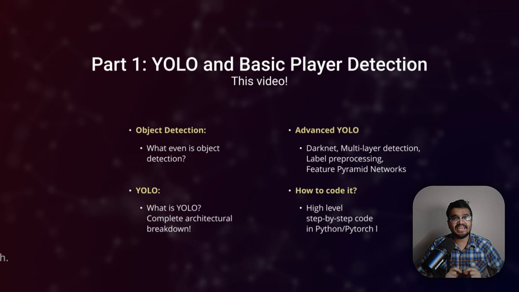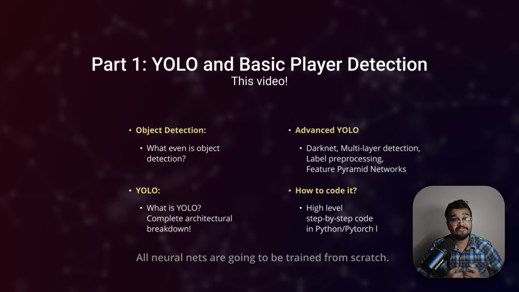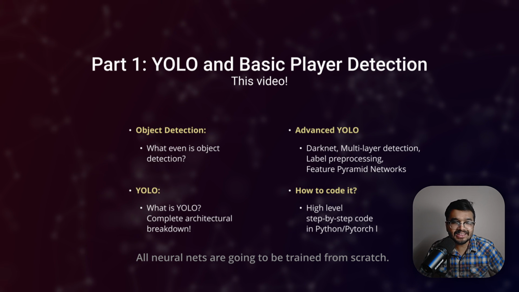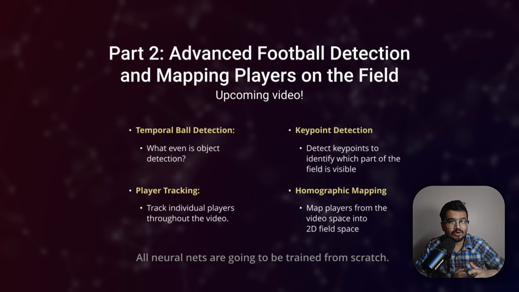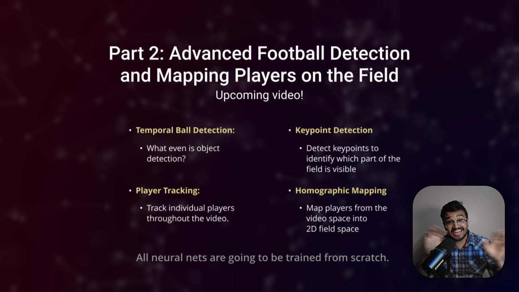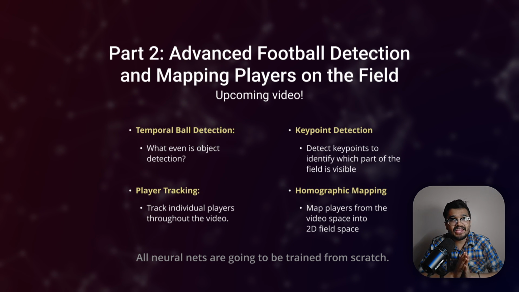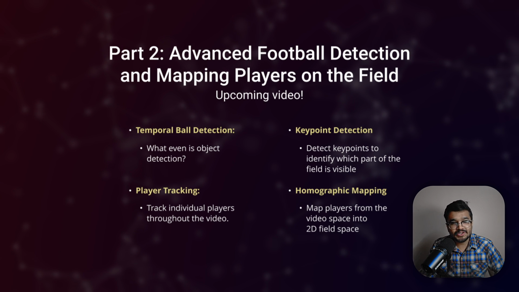This is a long project, so I decided to divide it into two videos. In this first video, we will understand what YOLO is and neural network architectures like the Darknet and Feature Pyramid Networks, or FPN, and how to implement all of that in Python starting from a completely blank file. In the second video, which should come out in a week or two, we will talk about how to track individual players as they dynamically run around the field, classify which player is playing for which team, and most amazingly, how to map them in this flat, radar-like 2D field map.